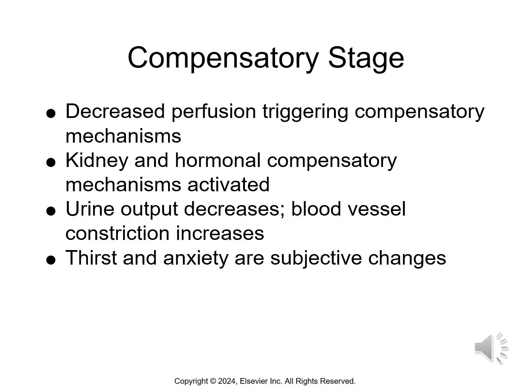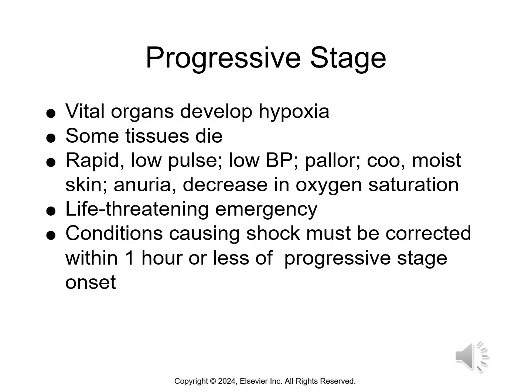appropriate interventions. The progressive stage of shock occurs when compensatory mechanisms are functioning but can no longer deliver sufficient oxygen, even to vital organs. Vital organs develop hypoxia, and less vital organs become anoxic, with no oxygen, and ischemic, resulting in cell dysfunction or death from a lack of oxygen. As a result of poor perfusion and a buildup of metabolites, some tissues die.